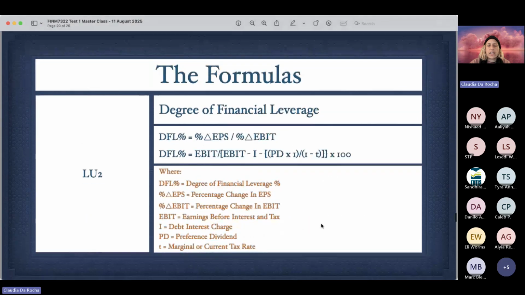We then have the degree of financial leverage. The degree of financial leverage is the change in EPS divided by the change in EBIT. And you've got a second formula, which is your EBIT divided by your EBIT less interest, less your preference dividends after tax, times 100, because we want to get the percentage. In essence, in the second formula, we're looking at what our EBIT is versus the EBIT excluding all payments relating to financing, and it is a percentage.